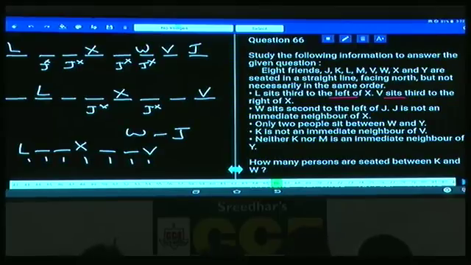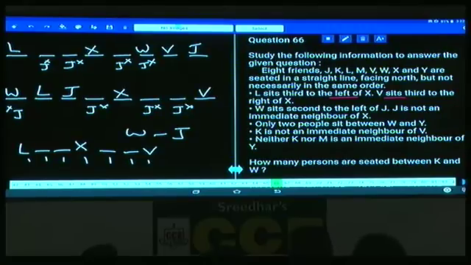Then, coming to the second one, J. Can J be here? J cannot be here as well, because if J is here, W and X must be in the same place. And J cannot be here. The only place left for J is here, and W will be at this place. And only 2 people in between W and Y. 2 people between W and Y.